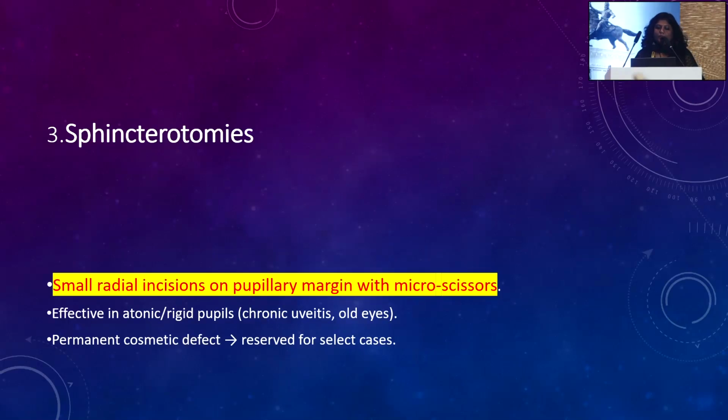Coming to sphincterotomies, a small radial incision on the pupillary margin with micro scissors can also be used. It is effective in atonic or rigid pupils like in chronic uveitis or older eyes, and a permanent cosmetic defect is the drawback.